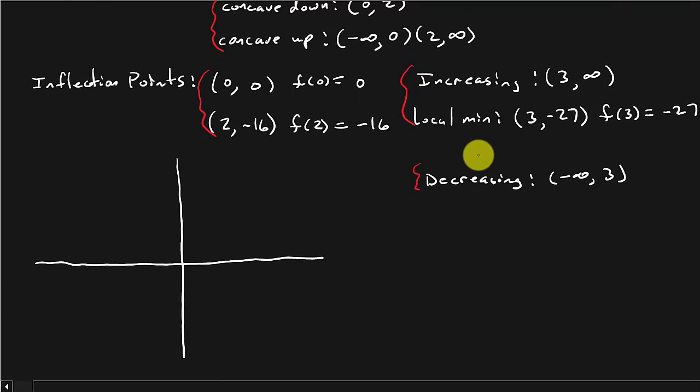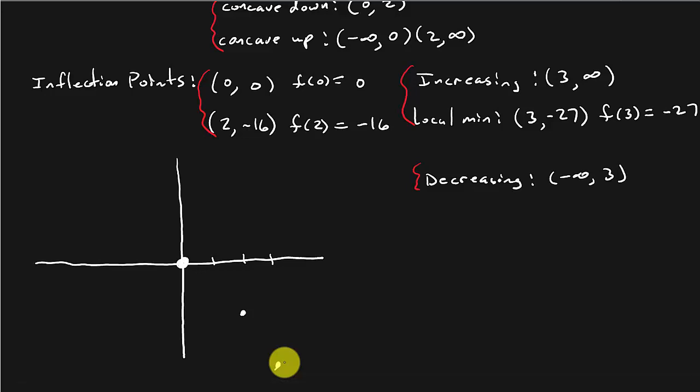All right, so let's plot the stuff. So we got the point 0, 0. Okay, that's one of our inflection points. And maybe just come over here and mark off 1, 2, and 3. And so 2, negative 16. I'm going to say negative 16 is about right in there. And then I got 3, negative 27. We'll call that about right in there. Okay, this is not to scale, I know that, but we're going to see what the graph looks like.